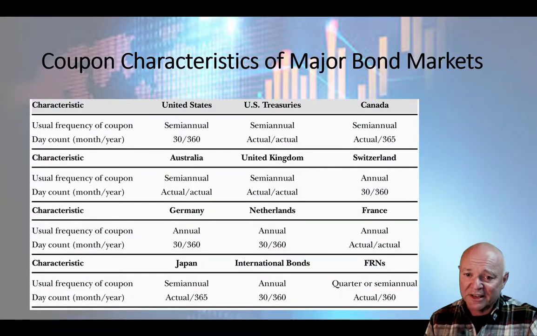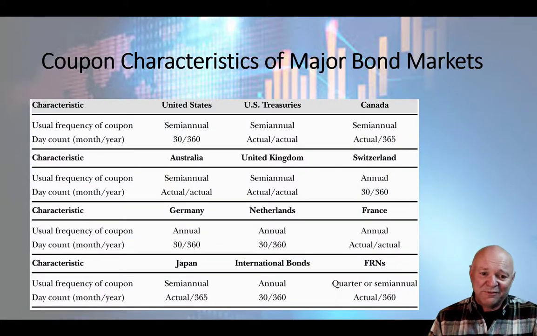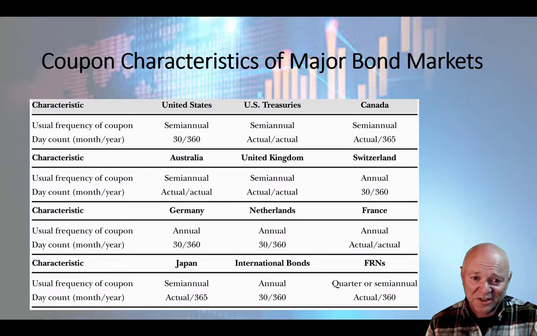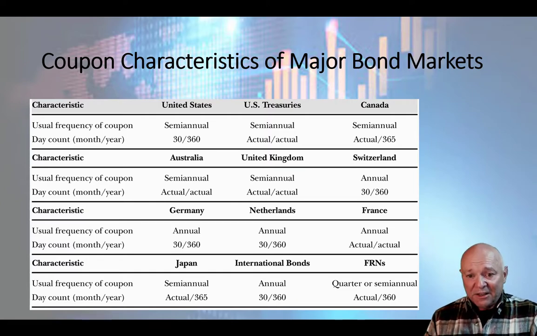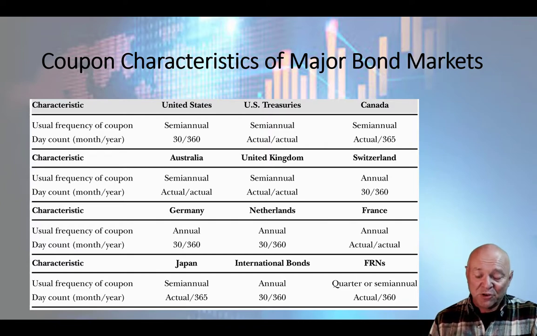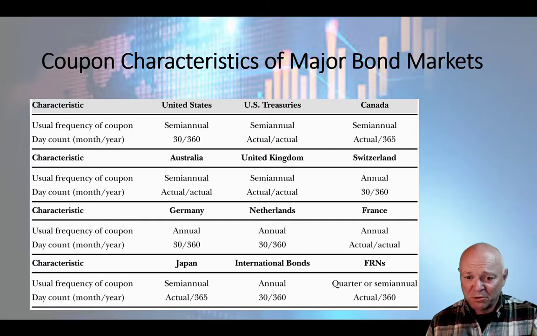Or to summarize that, we have a table like this one, and I won't go over these one at a time, but for example, in the United States, we'd say 360 days in a year, 30 days in a month would be the usual frequency. For treasuries, actual and actual. For Canada, actual and 365. Different for Australia, different for Switzerland, UK, and so on. So we'd have to be aware of the differences between national markets.